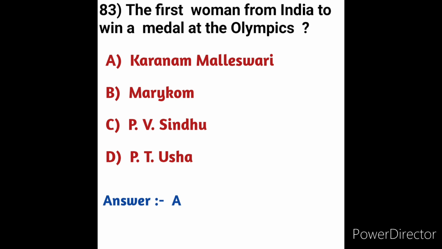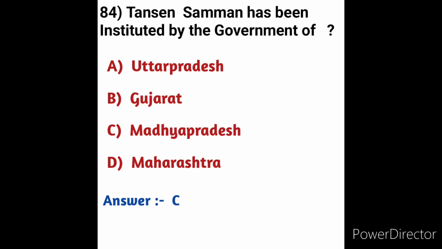Next, move on to question number 84. Tansen Samman has been instituted by the government of which state? Options: option A Uttar Pradesh, option B Gujarat, option C Madhya Pradesh, and option D Maharashtra. Instituted by the government of Madhya Pradesh, option C is the correct answer.